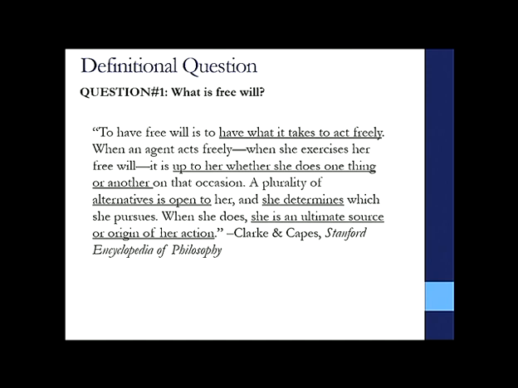It says that to have free will is to have what it takes to act freely. Well, it's not quite informative yet, but we're getting there. To have free will is to have what it takes to act freely. When an agent acts freely, when she exercises her free will, it's up to her whether she does one thing or another on that occasion. A plurality of alternatives is open to her, and she determines which she pursues. When she does, she is the ultimate source or origin of her action.